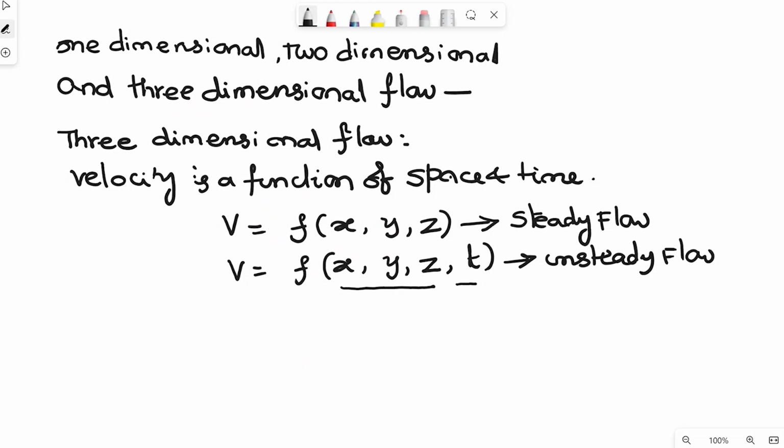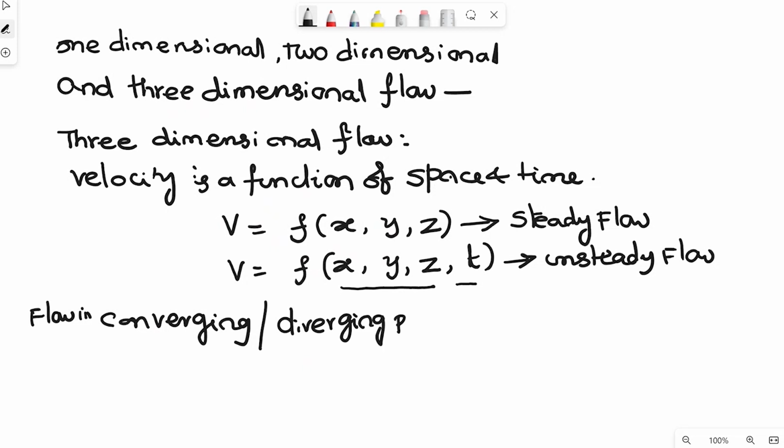Where do we observe this three-dimensional flow practically? For example, mainly flow in a converging or diverging pipe. There, along the length, that is the x direction, along the width, that is the y direction, along the depth, that means vertical depth, the z direction. In all these three directions, the velocity has its components.